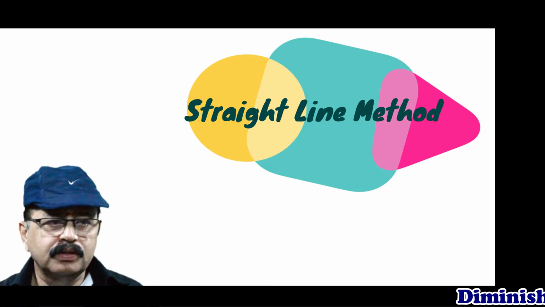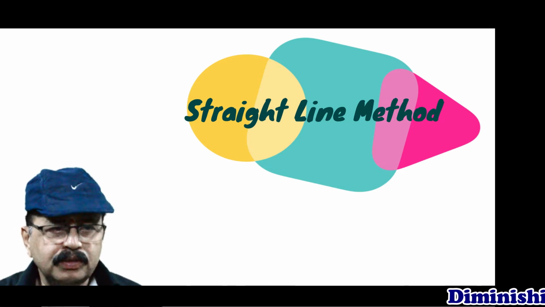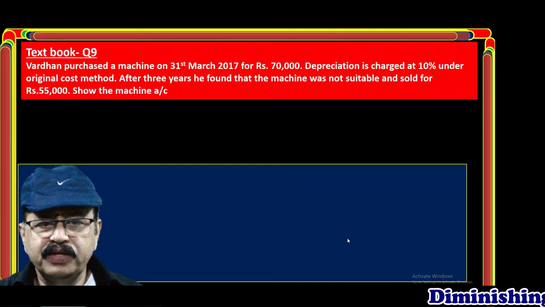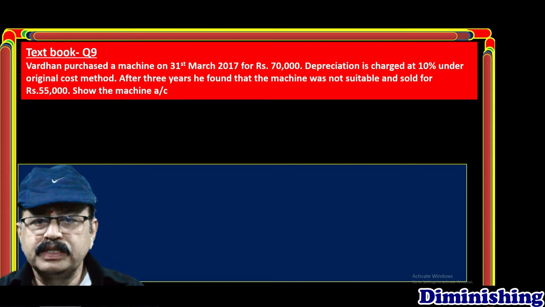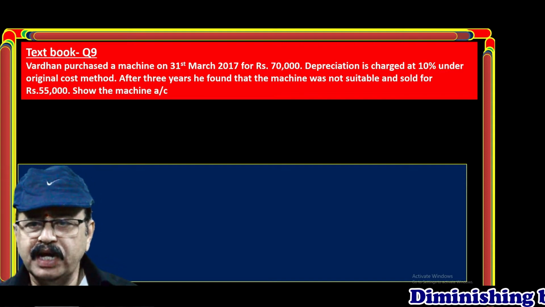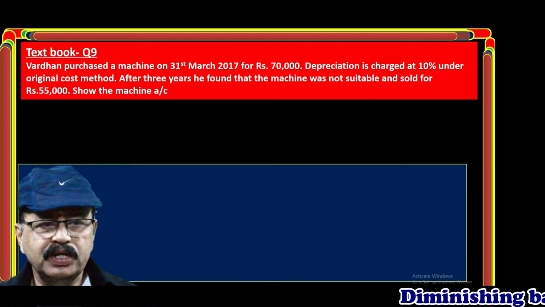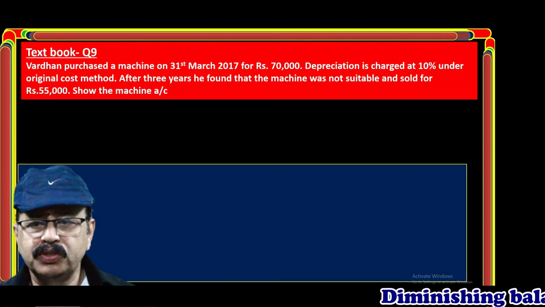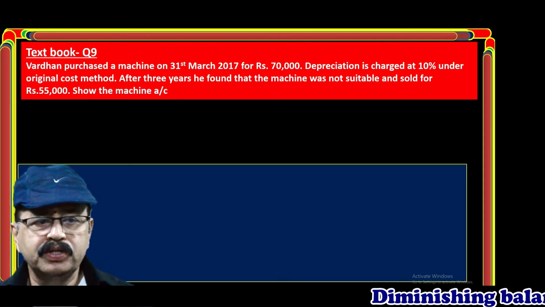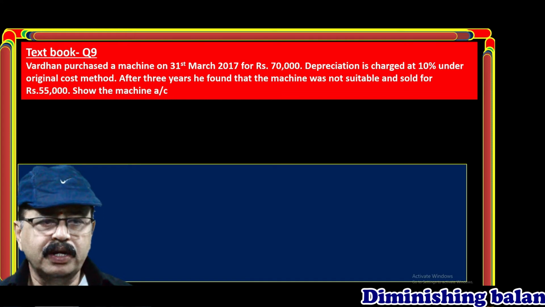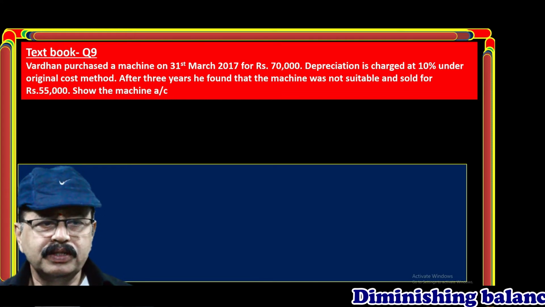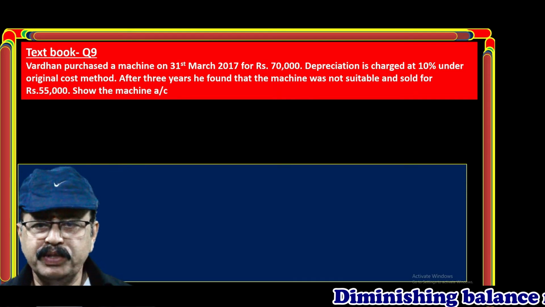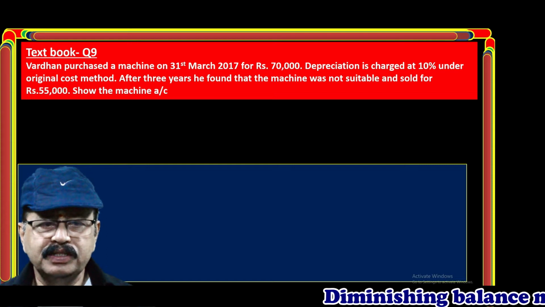Okay, here is the question. This is textbook question number 9. Vardhan purchased a machine on 31st March 2017 for 70,000. Depreciation is charged at 10% under original cost method. After 3 years, he found that the machine was not suitable and sold it for 55,000. Show the machinery account. So this is under straight line method. They bought a machine for 70,000 and depreciation is 10%. After 3 years, the machine was sold.